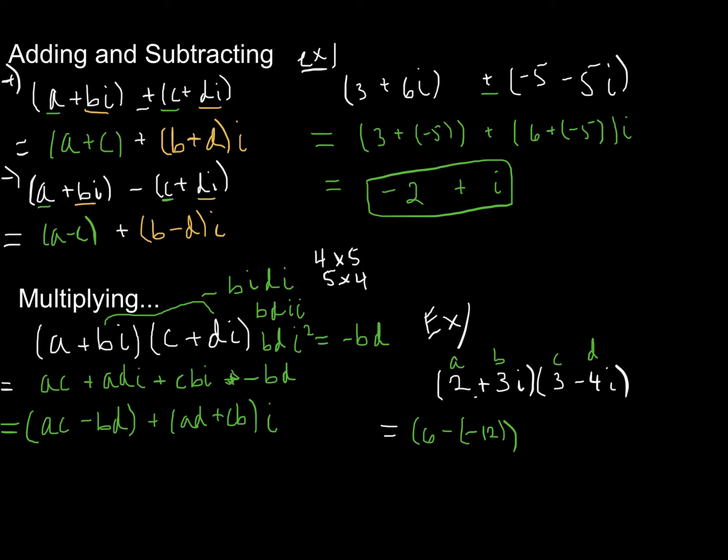That's our real part. Now our imaginary part is going to be a times d, 2 times negative 4, which is negative 8, plus c times b, which is 3 times 3, or 9, times i. So simplifying this out, we have 6 plus 12, which is 18, and then negative 8 plus 9, which is 1, so plus 1i, or just i.